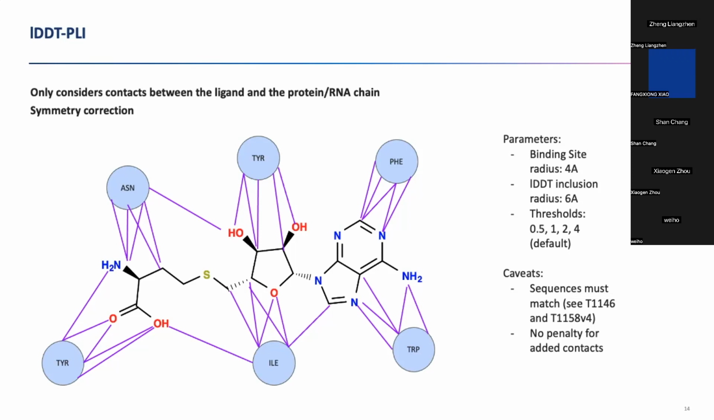A few caveats. There's no penalty for added contact. So if you were to predict an extra residue here, that's not taken into account and not penalized. And also the sequences must match. We had a few issues with some targets where the target had different sequences than the ligands. And so here again, we do a symmetry correction for the same reason as the RMSD. We need to take into account rotations.